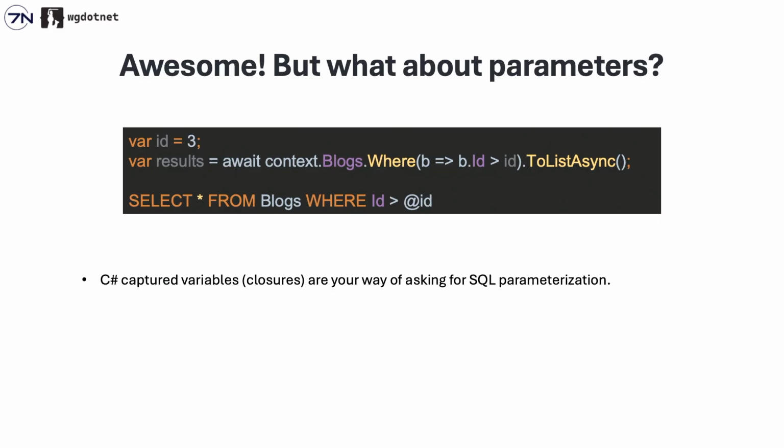But in EF Core, we actually use these C# captured variables or closures as a way of indicating that the thing here should become a SQL parameter. This is very, very interesting and arbitrary in a certain sense. So maybe you've noticed this in your EF Core programming. When you do this thing, your SQL will no longer have a 3 here. It will have a placeholder, like an @ID. Can anybody guess why we do this? Why are parameters important?